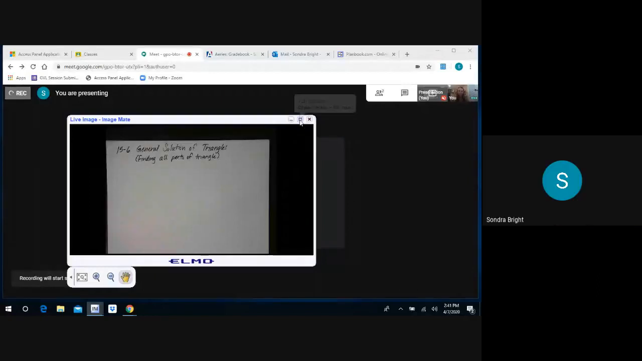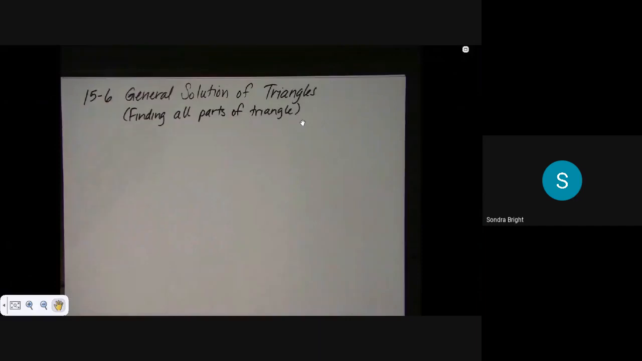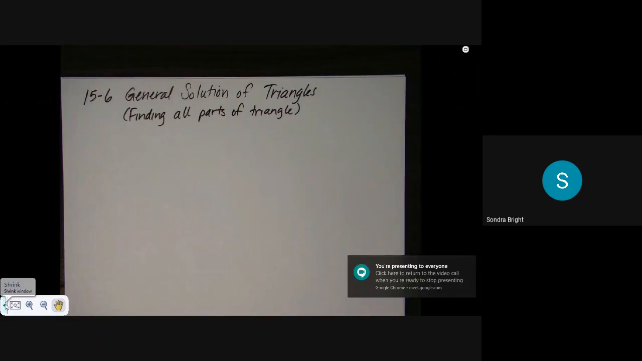All right, today we're going to do section 6, which is finding the general solution of triangles, which just means we're going to end up finding all of the parts of the triangle, not just one side like the previous sections have had you do.